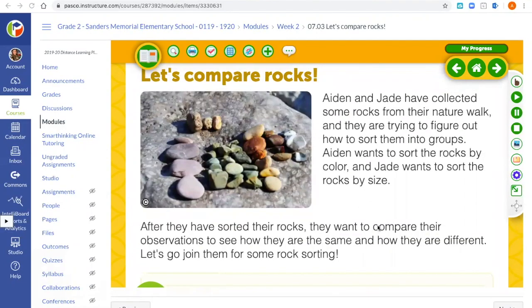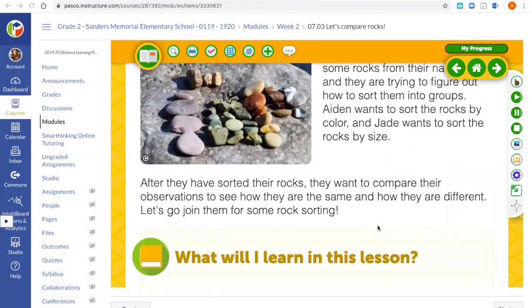Let's compare rocks. Aiden and Jade have collected some rocks from their nature walk, and they are trying to figure out how to sort them into groups. Aiden wants to sort the rocks by color, and Jade wants to sort the rocks by size. After they have sorted their rocks, they want to compare their observations and see how they are the same and how they are different. Let's go join them for some rock sorting.